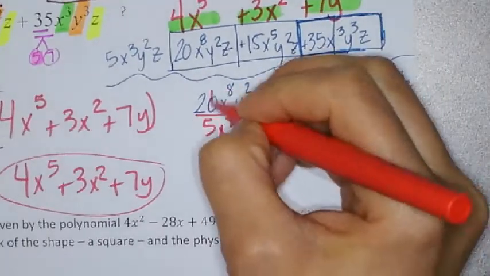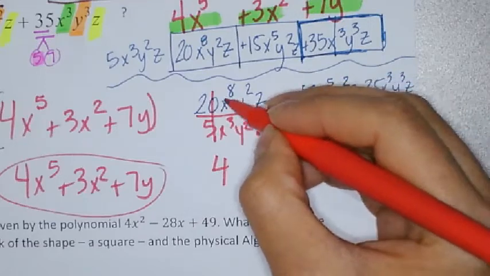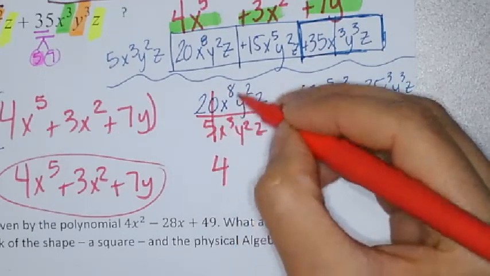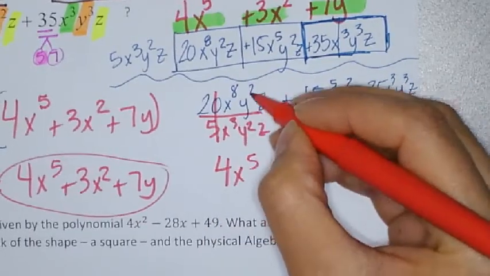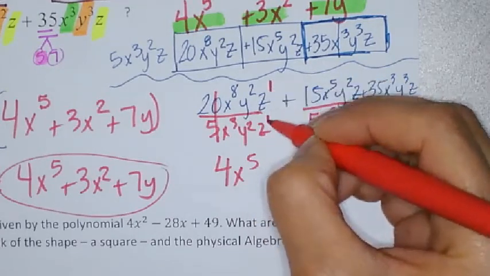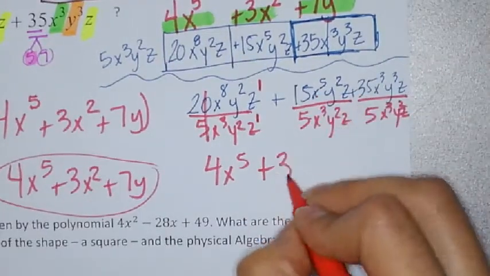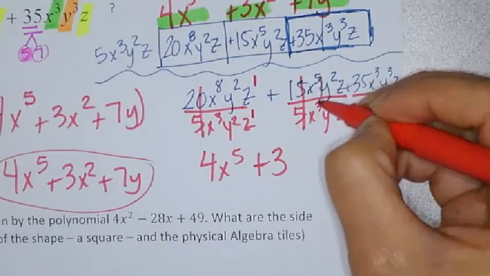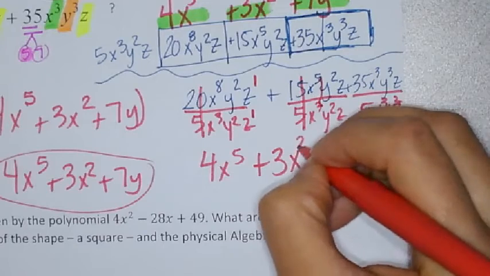Okay, here is your 4, and then here you subtract, or you think, oh, I have 8 x's on the top and 3 on the bottom, so I'm going to cancel out 3 and have 5 remaining, or just subtract it, 8 minus 3. 2 minus 2, 0, and if you don't see an exponent, it's 1. 1 minus 1, 0, done. 15 divided by 5 is 3, done. 5 minus 3, because you are dividing, so you subtract the exponents.